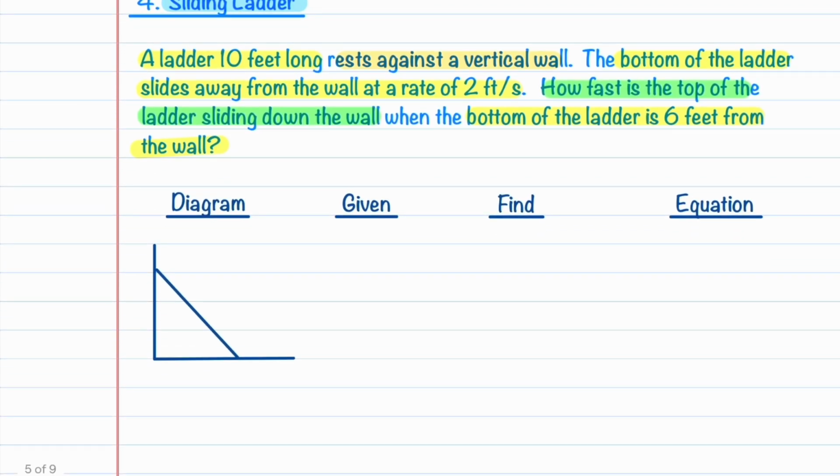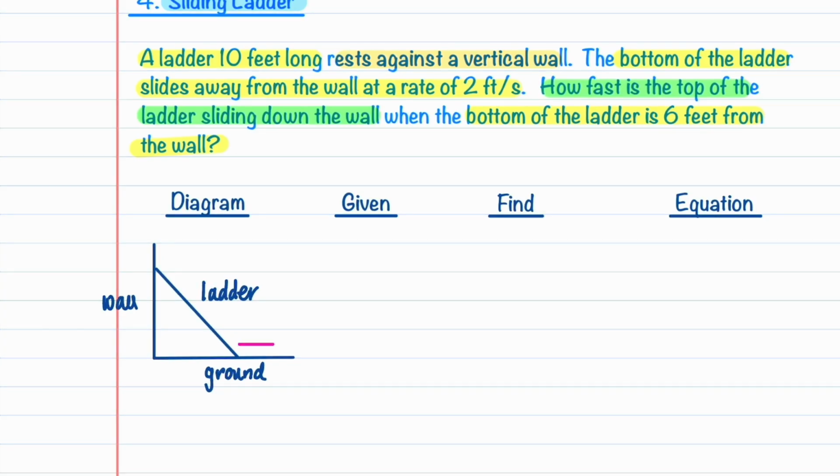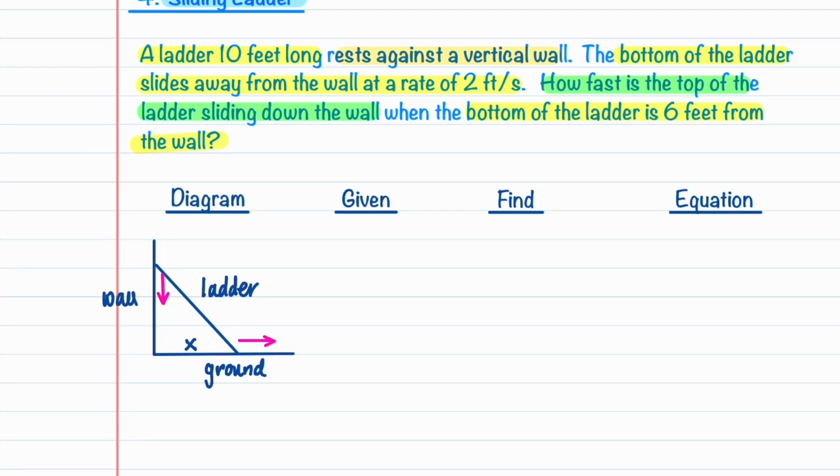I went ahead and drew our diagram. This is our wall. This is our ladder. And then we'll just call this the ground. The bottom of the ladder is moving this way, and the top of the ladder is moving down this way. Before we write down what we're given and what we want to find, we have to assign variables to our picture. I am going to let this distance be x, this distance be y, and then we're told that our ladder is 10 feet, so we'll make the hypotenuse equal to 10.